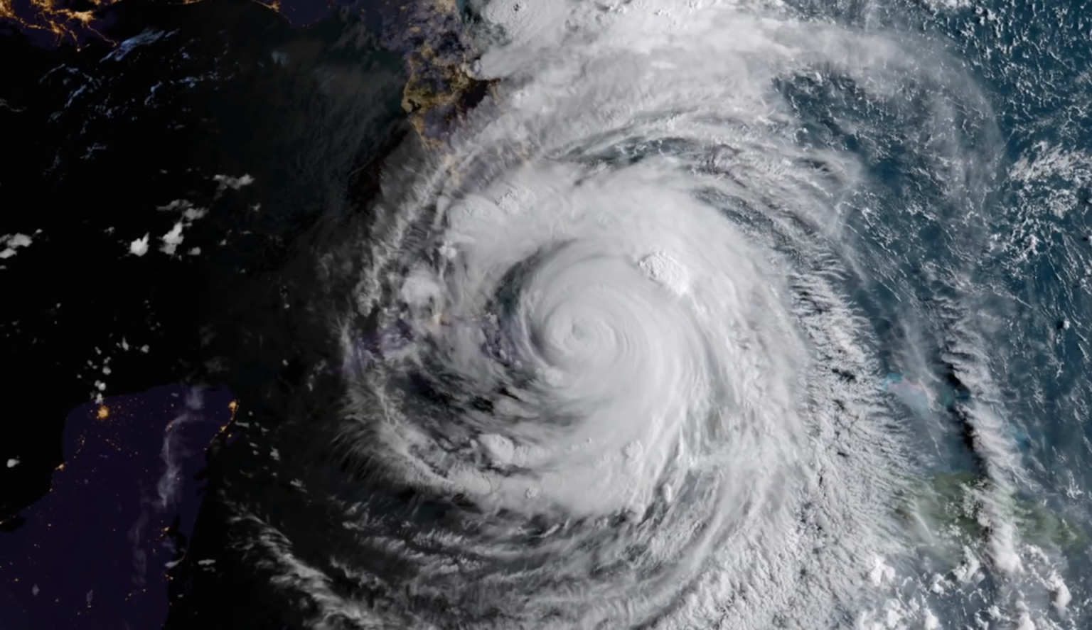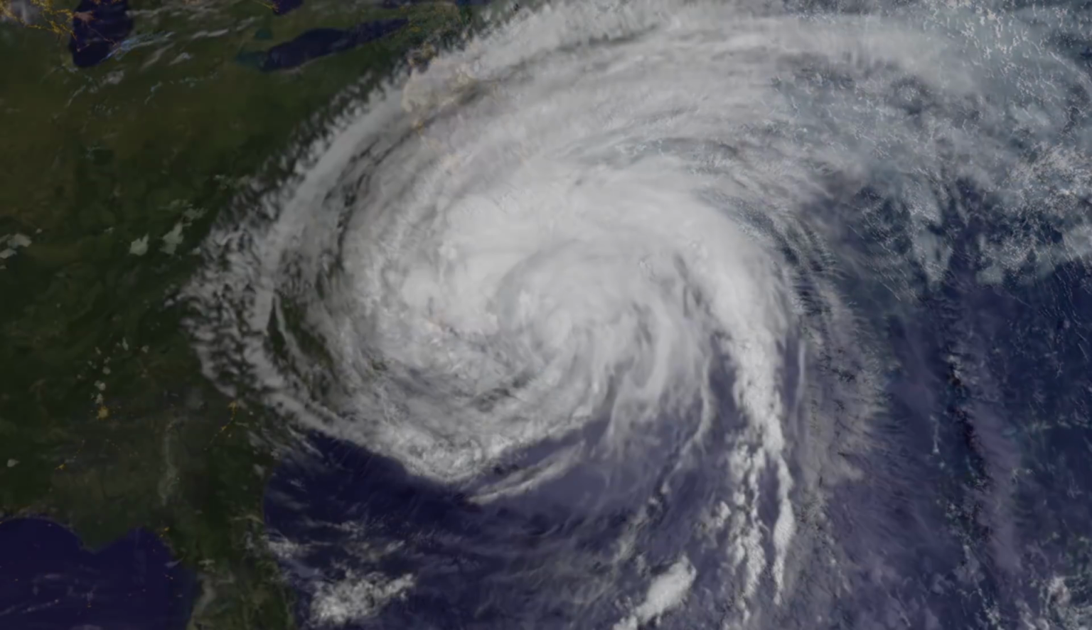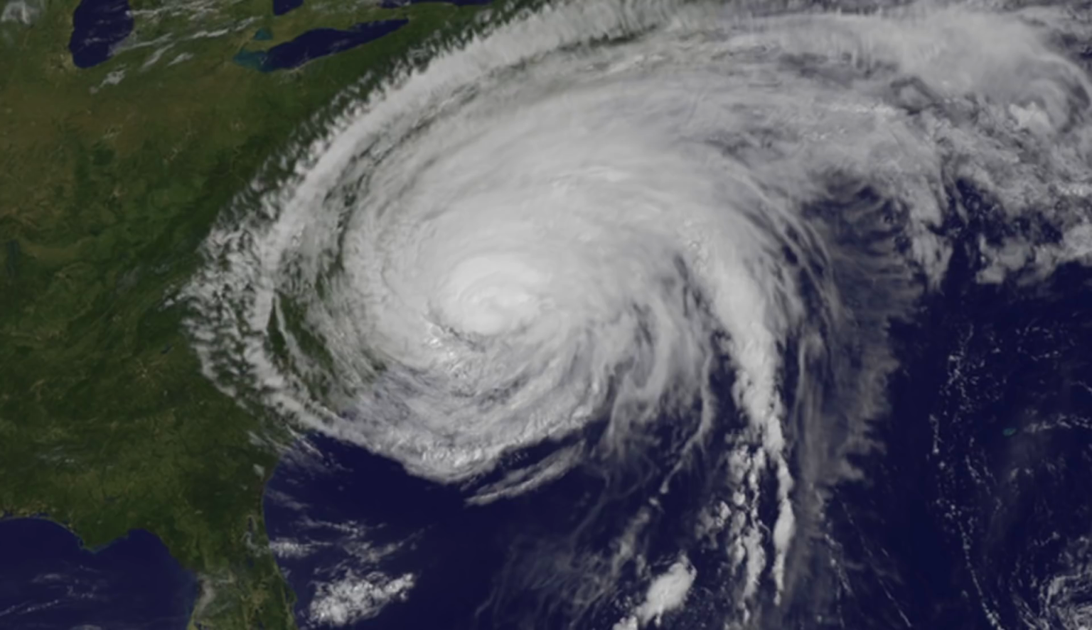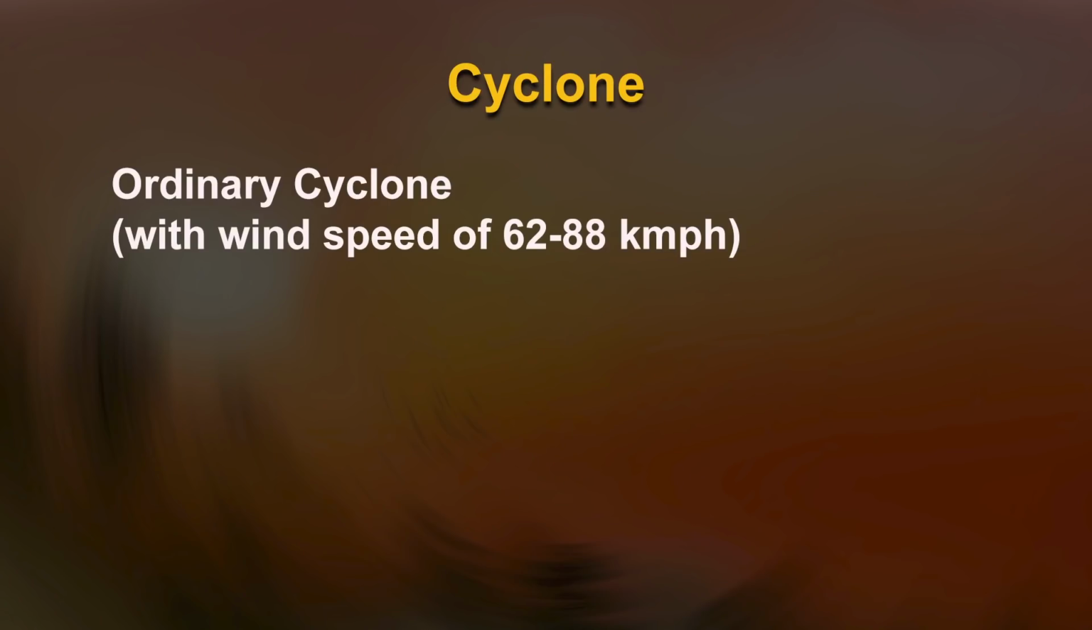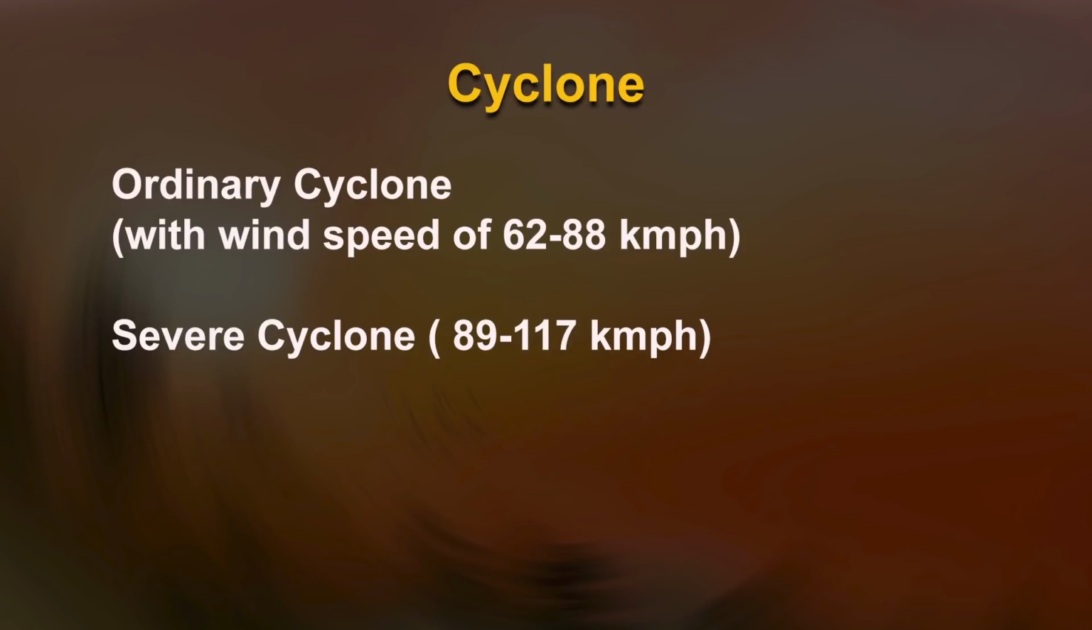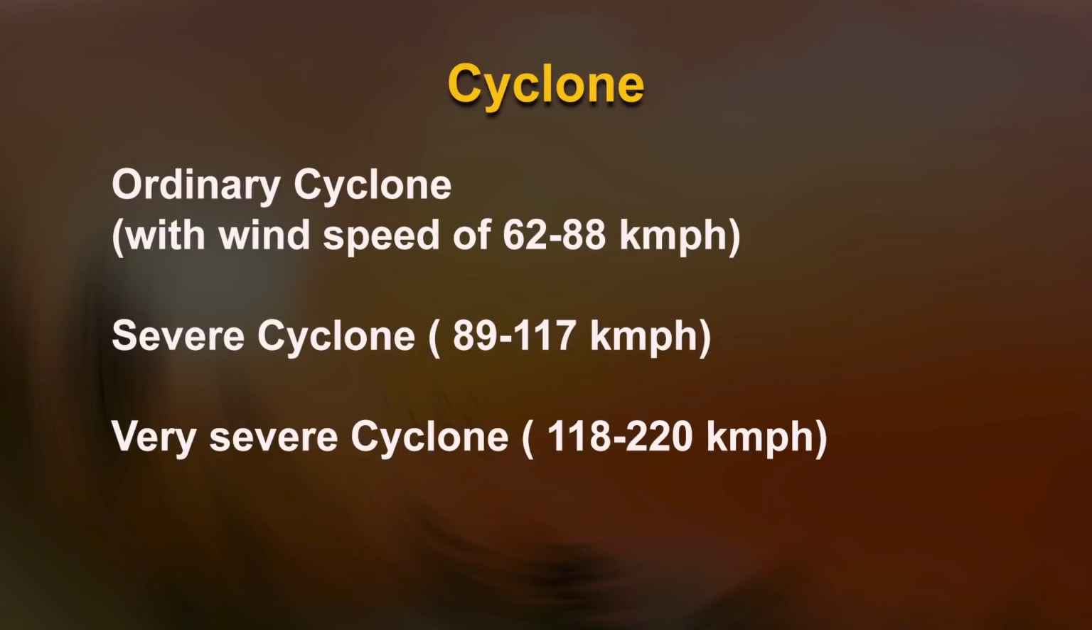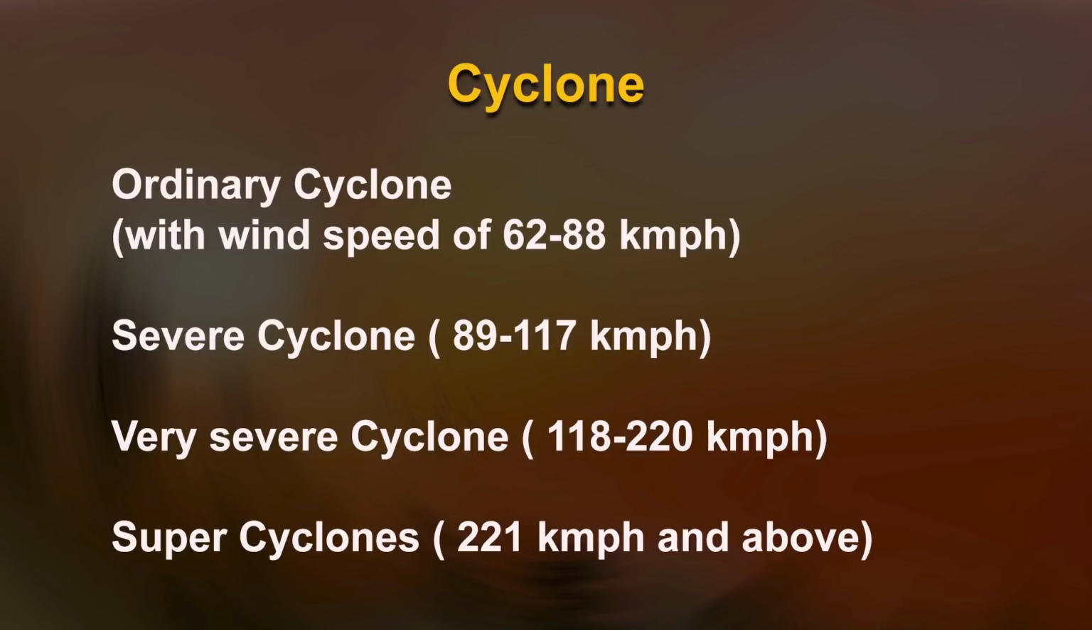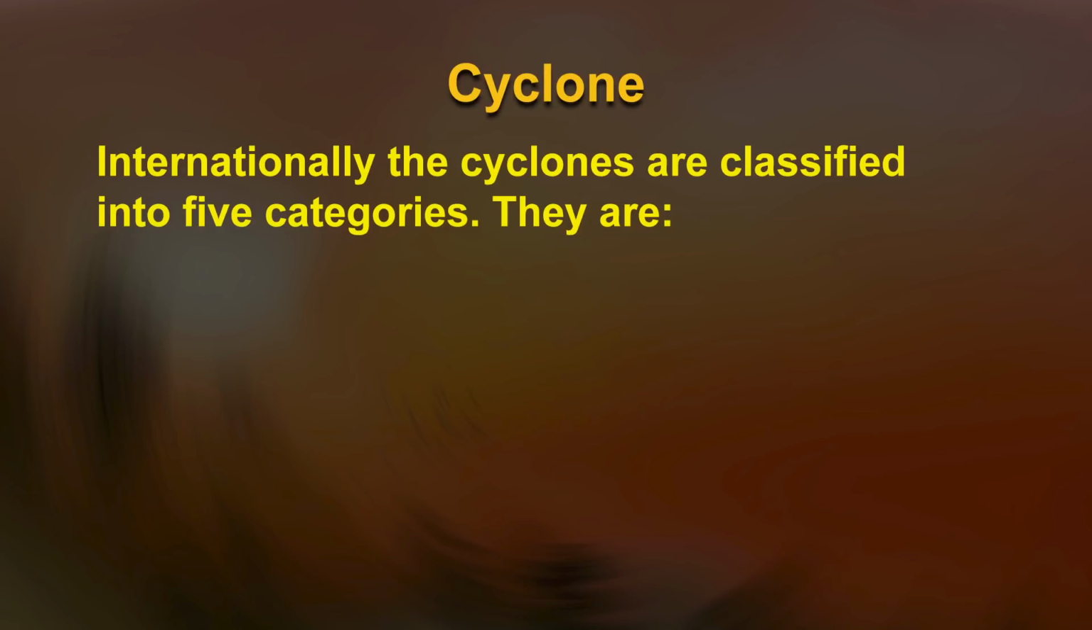The magnitude of a cyclone varies depending on the wind speed. According to Vaidyanathan, based on wind speed, cyclones are classified into 4 types. They are ordinary cyclone with wind speed of 62 to 88 km per hour, severe cyclone 89 to 117 km per hour, very severe cyclone 118 to 220 km per hour, and super cyclones at around 221 km per hour and above. Internationally, cyclones are classified into 5 categories.